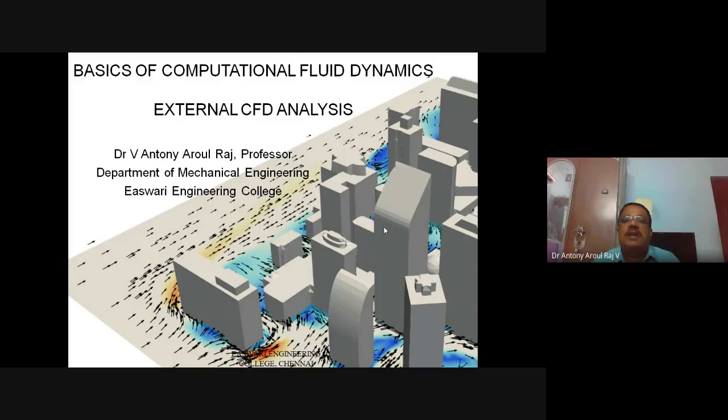Today we are going to discuss about how we do the external CFD flow analysis. That is why I've taken that example and I'm doing. I'll be solving one more example also. Okay, till the solution is completed. Okay, so it is proceeding in the solution. So we will continue our discussion on the basics of computational fluid dynamics.